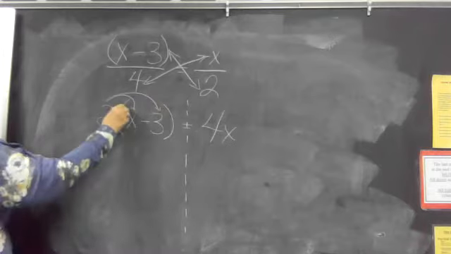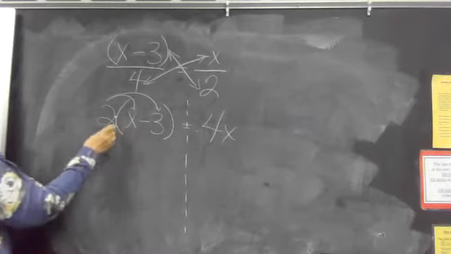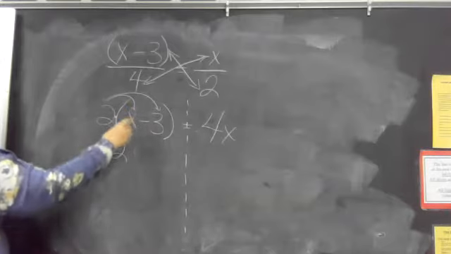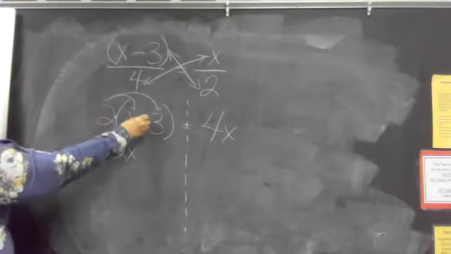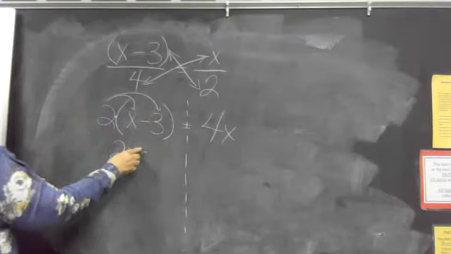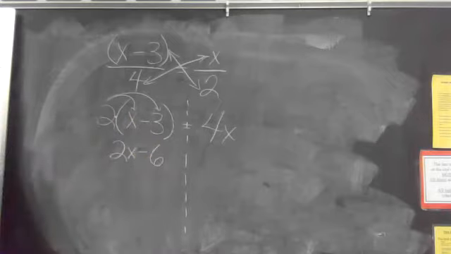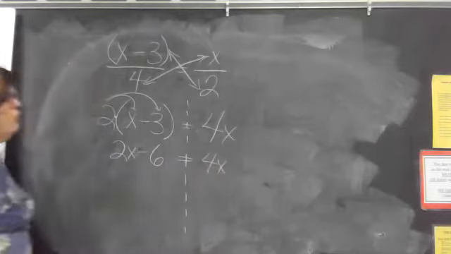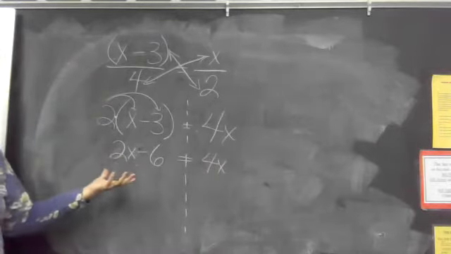The number in front of the x is an invisible 1, so when we multiply here, we have 2 times 1 is 2, but it has an x with it. So it is 2x, bring down the minus, then 2 times 3, which is 6. Are we good, everybody? And then equals 4x. Now we have everything outside the parentheses and now it looks more familiar.